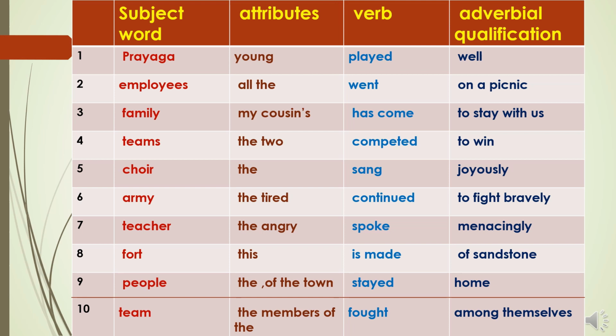9. People subject word, the of the town attributes, stayed verb, home adverbial qualification. 10th, members subject word, the of the team attributes, fought verb, among themselves adverbial qualification.